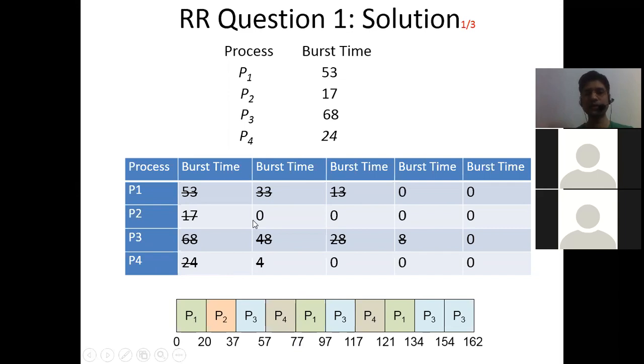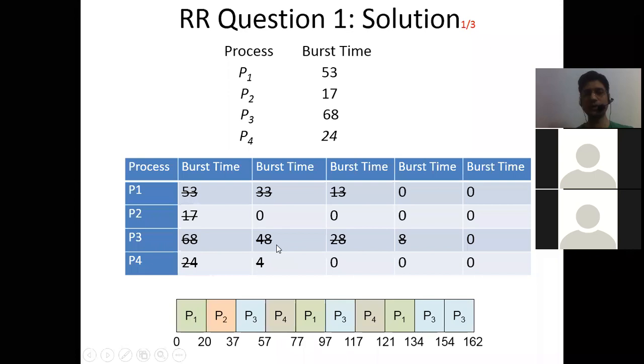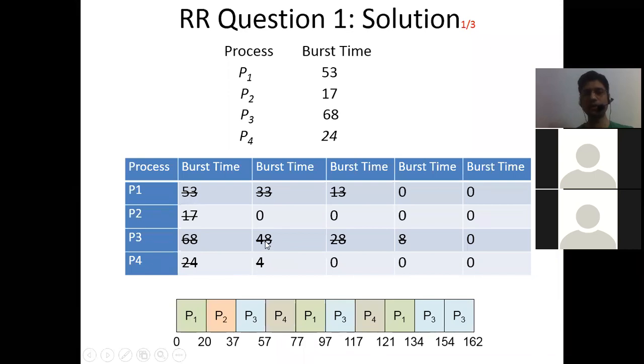Now, as you can see that P2 has finished its execution and we are left with P1, P3 and P4 only. So for P1, again, 33 burst time has been remaining. So 20 time slot has been given to P1, 77 to 97 unit time we have reached. Now P2 has been eliminated. Now the next turn is of what? P3. P3 is having 48 burst time. We have given 20 to this P3. So 97 to 117. And then 4 unit time has been remaining for P4. So only 4 unit time has been given here. 117 plus 4, that is 121.